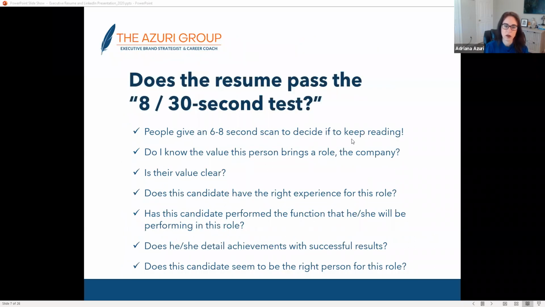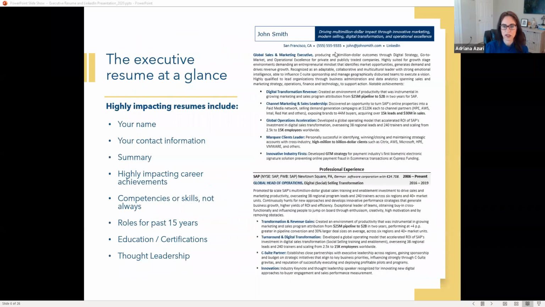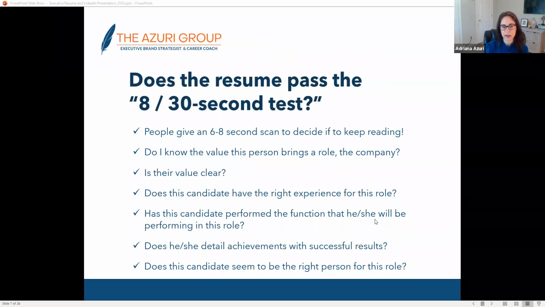So one of the things we want to look at, going back to this resume: if we were to do a critical test, does it pass the 8 and 30-second test? Google did a study showing that people look at resumes for only 6 to 8 seconds before determining whether they're going to keep scanning the resume. If you haven't sold them by the second half of the second page, the third page is useless. That is the key in today's busy environment.